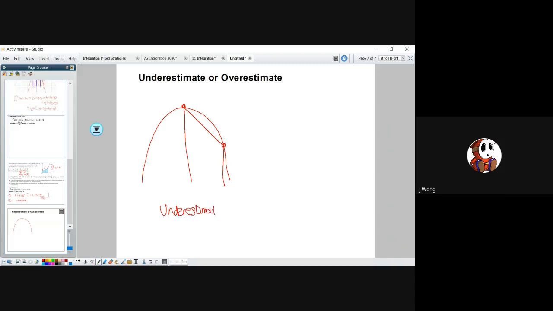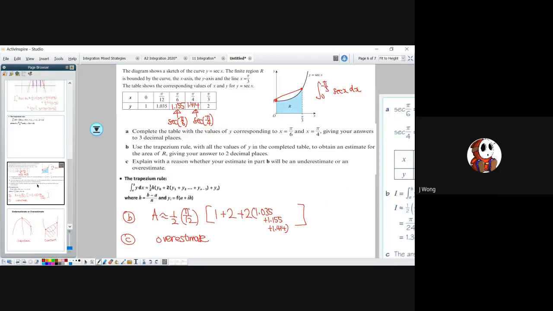whereas if it is the opposite, and this is a convex curve, where if you just join up any points in between, you could see that will give me an overestimate of the area under the graph. So that is all I need to tell you in 11.9. Thank you.